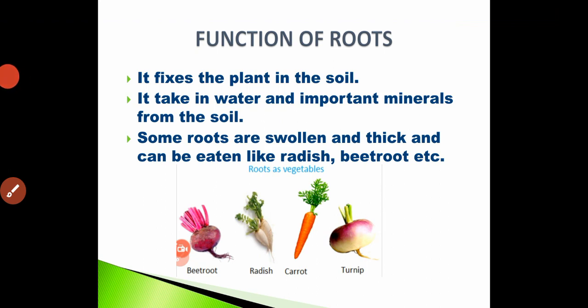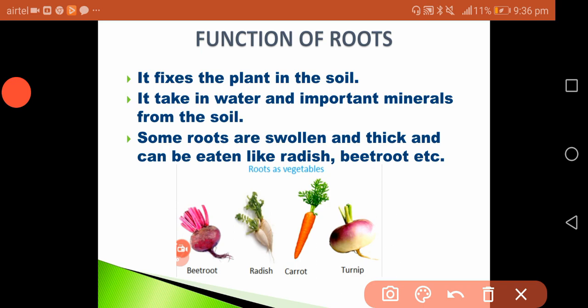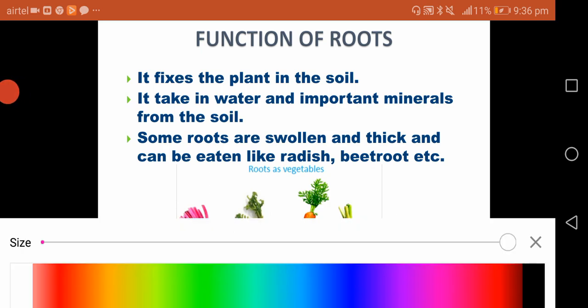Now let's discuss the functions of roots. What are the functions of roots? It fixes the plant in the soil. It means roots always have a strong grip in the soil so that the plant doesn't move easily when wind blows or heavy rain occurs. The second important function is it takes in water and important minerals from the soil, which are required by the plant for its use. Roots absorb minerals and water and then distribute them to different parts of the plant. So it is also one of the important functions it does.